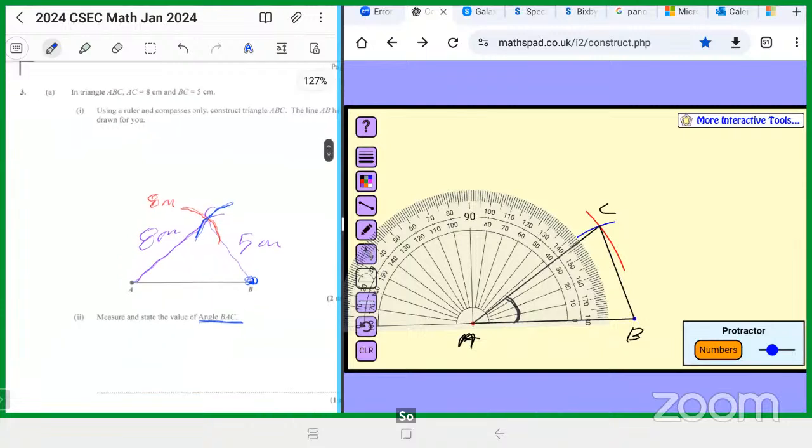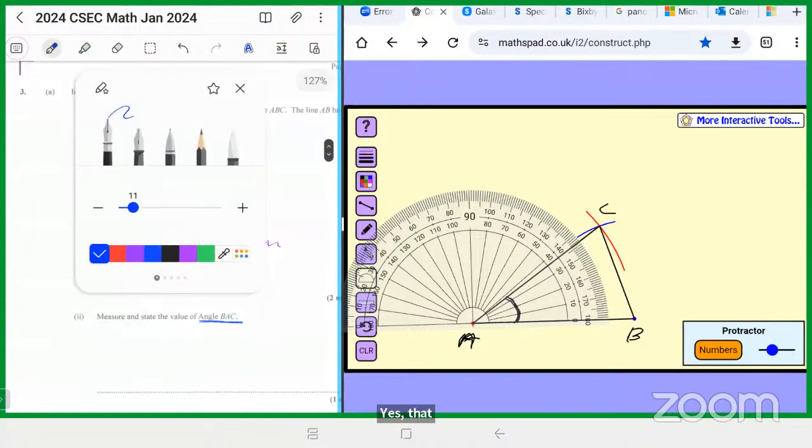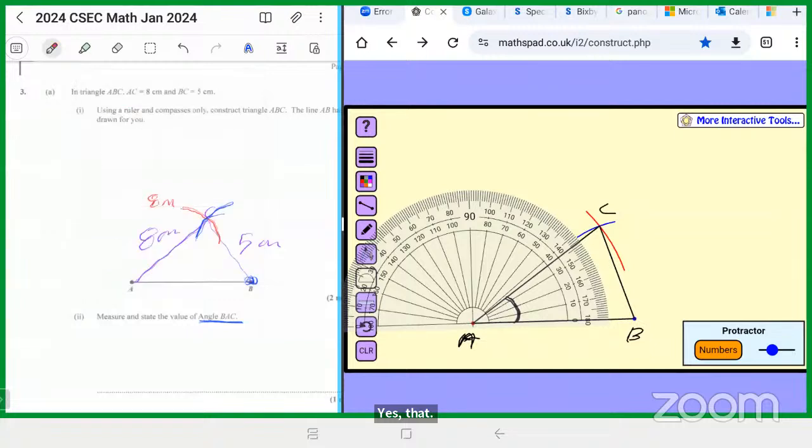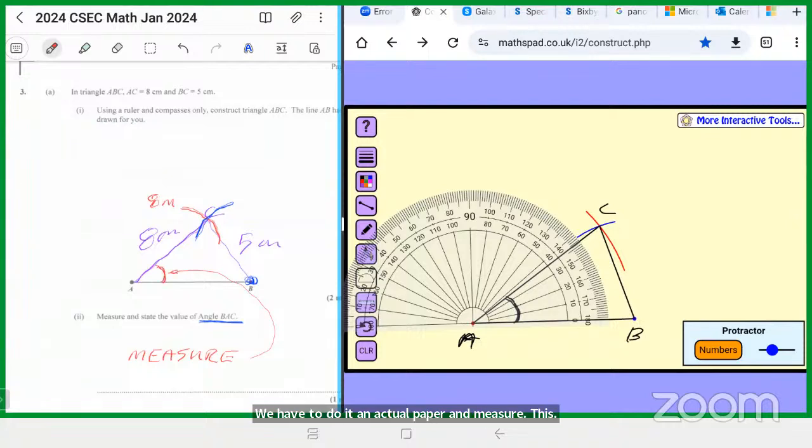So I don't know what it is. I'm not going to put a measurement on this. I'm just going to write the word measure here. At least you know how to measure. You have to do it on the actual paper and measure this angle. That's what you're required to do, and state it.